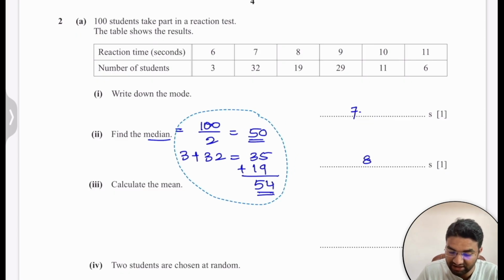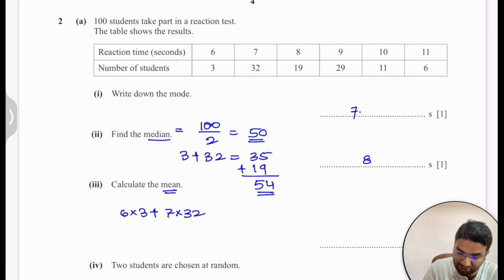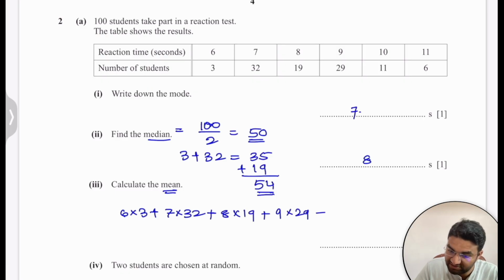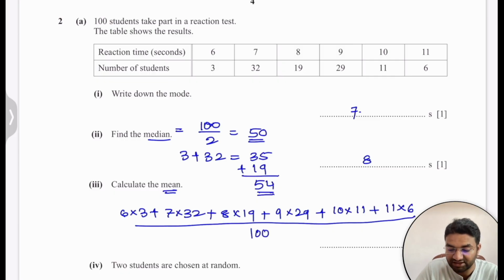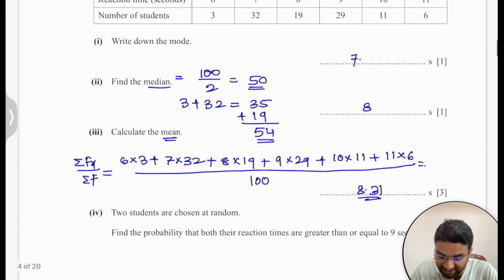Then next you have to calculate the mean. Mean is basically the multiplication of reaction time and number of students. So here 6 times 3 plus 7 times 32 plus 8 times 19 plus 9 times 29 plus 10 times 11 plus 11 times 6, and divided by the total number of students, which is 100. And if you do the calculation, this is basically the summation of f times x divided by the summation of frequencies, the total frequency. So you will get around 8.31 as the mean value. Fine.